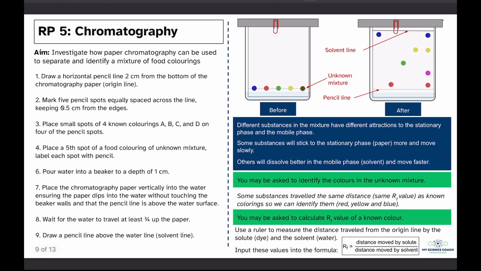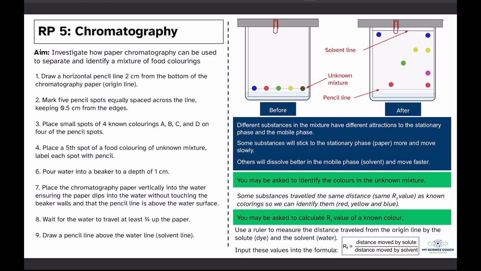Chromatography. Most people are good with chromatography. The first thing you do is you get your pencil and you draw a horizontal line on a piece of chromatography paper. The reason we use pencil is because pencil will not dissolve in water, so it can't be dissolved in the solvent, so therefore it will not move.